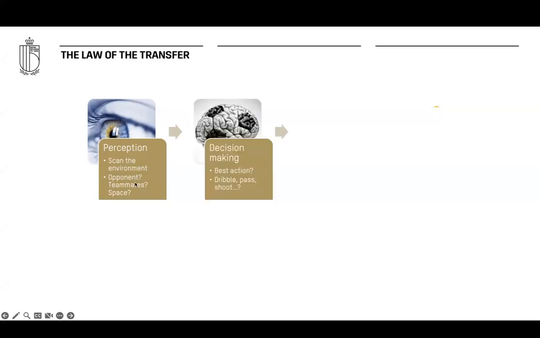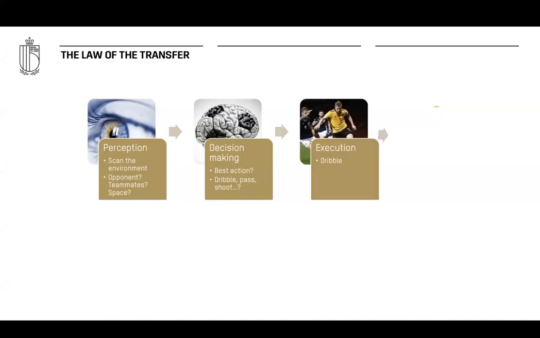Do they see the teammates? Do they see the space? Where is the ball? Where are the cells? And then they have to take a decision. What is the best action now? Where do I have to take position? Can I dribble or is it better to give a pass? And then they go to execution. This process of visual perception, decision-making, execution, it goes all the time around.